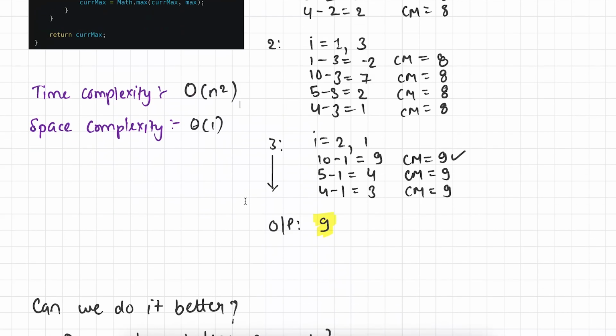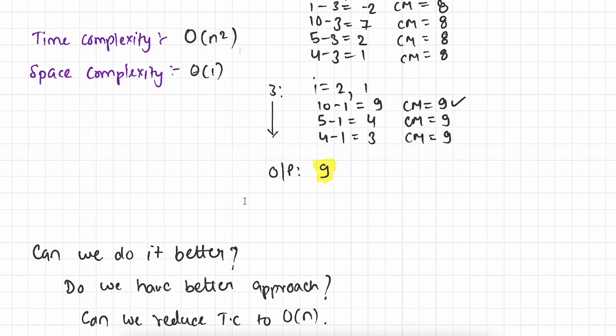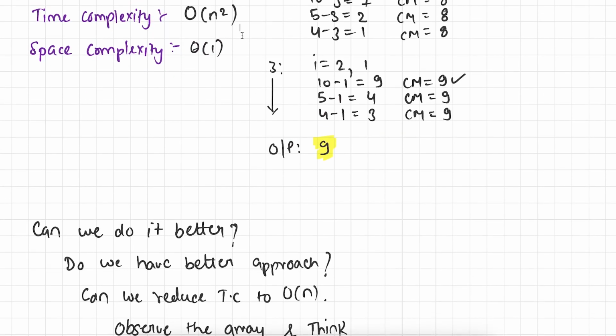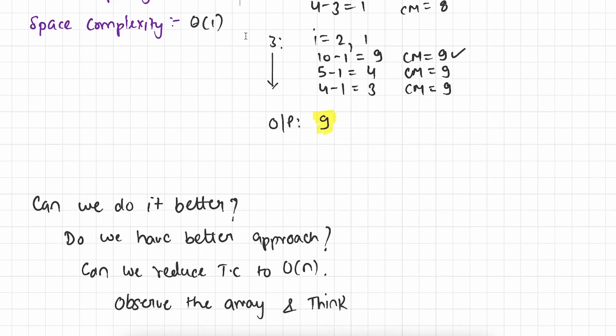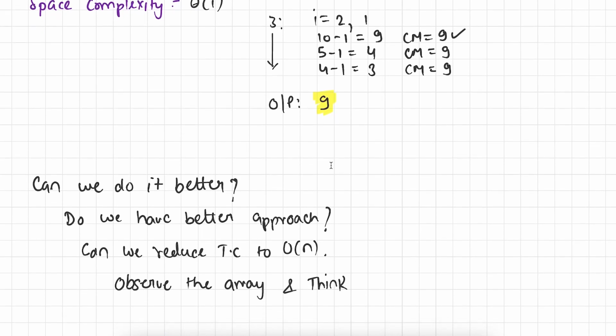So far so clear. But this is the same question we ask ourselves in every problem: can we do it better? Can we have a better approach to solve this problem? Can we reduce this time complexity from n square to n? Because this is a quadratic order of growth. It would be great if we bring this time complexity from n square to n.